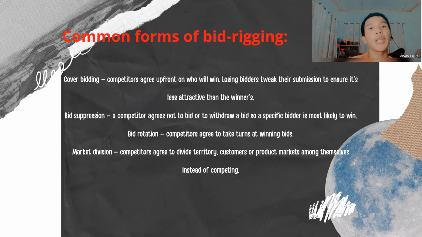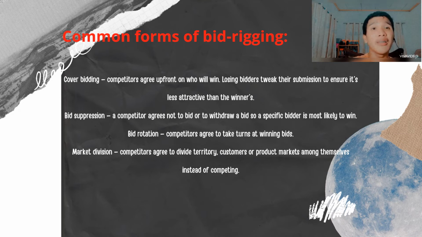Next is the market division. Competitors agree to divide territory, customers, or product markets among themselves instead of competing. For instance, competitors may agree to take turns being the low bidder, or sit out of the bidding round, or provide unacceptable bids to cover up a bidding scheme.